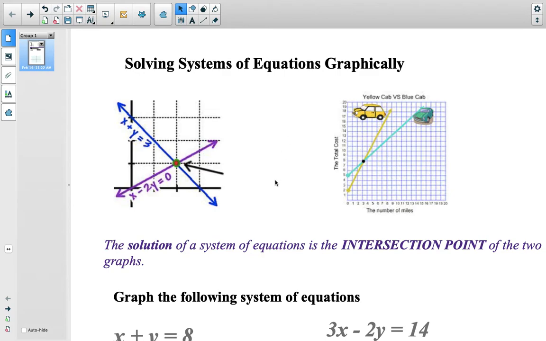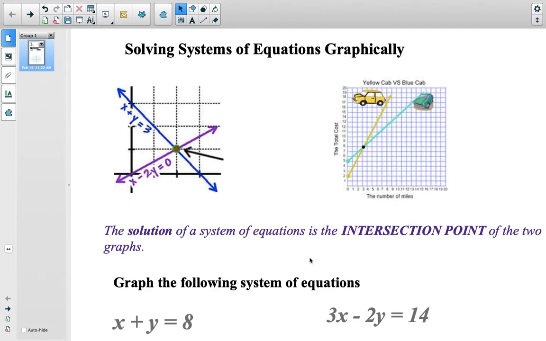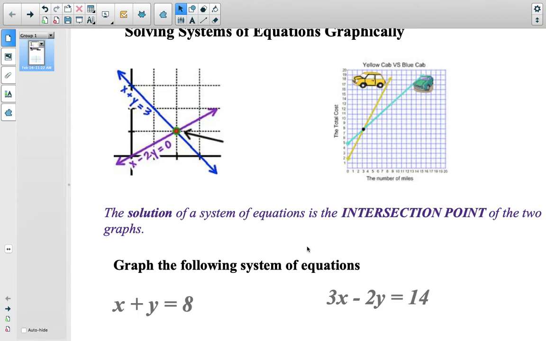So what does it mean for a solution of a system to occur? Well, we know what an equation is, and as we can see, these are linear equations. They're linear because when we graph them, they are straight lines. Now, it says here that the solution of a system of equations is the intersection point of two graphs. So a solution is where a set of coordinates, a point in specific, satisfies that equation. And to look at it graphically, we would look at the intersection point.